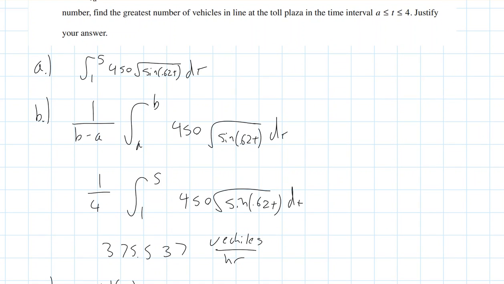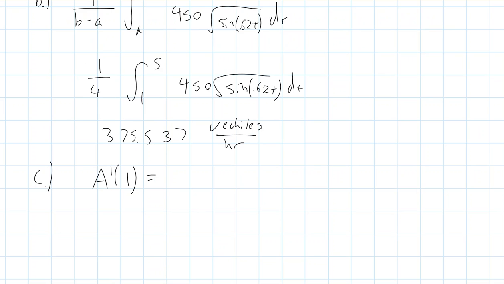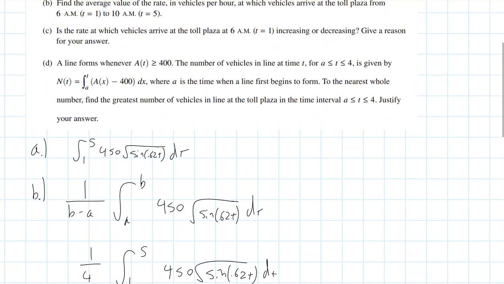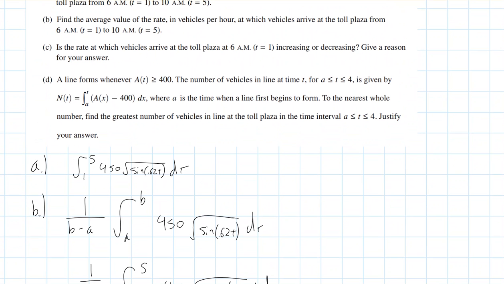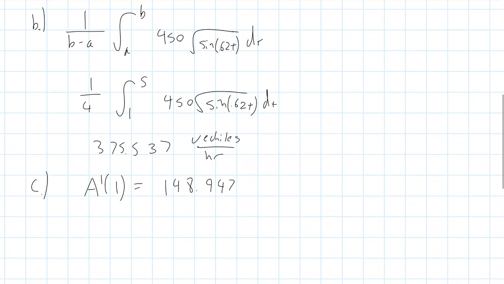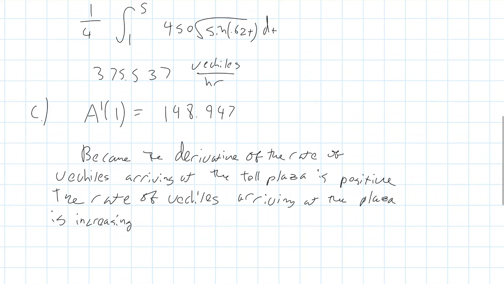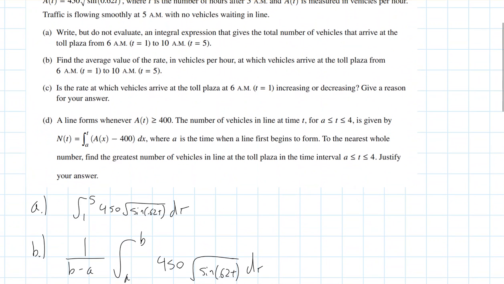So I'm just going to quickly plug that into my calculator. Okay, I plugged it in, and I got 148.947, which is positive. So, because the derivative of the rate is positive, the rate at which vehicles arrive at the toll plaza at 6 a.m. is increasing. So I'll write that out, and we'll get on to part D. Okay, I've written it down, and now on to part D.